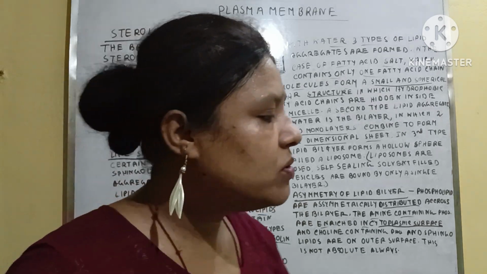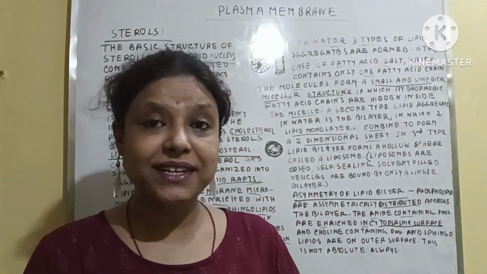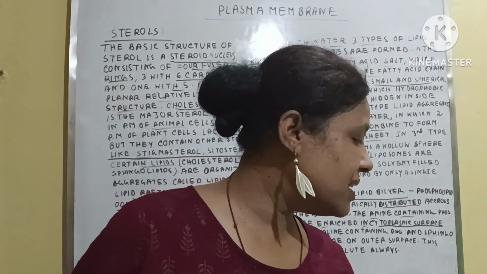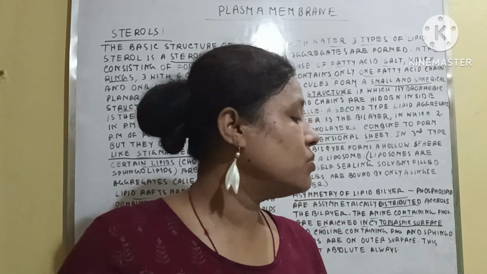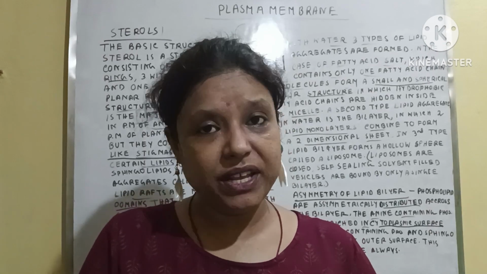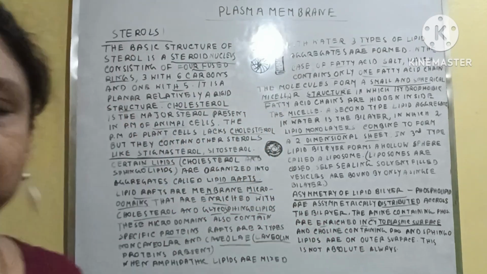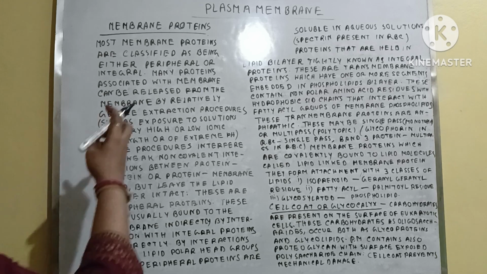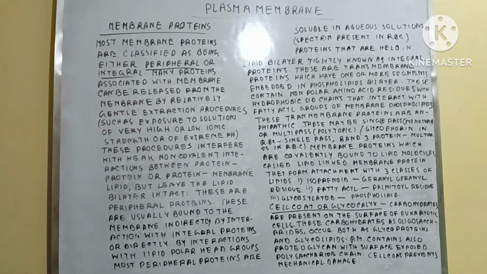Now we will learn about what kinds of proteins and carbohydrates are present in the plasma membrane. It is a vast video, so time is very important, so I have to continue briefly with a brief structure. Now we will learn about the membrane proteins. Generally, two types of membrane proteins are there: the peripheral membrane proteins and the integral membrane proteins.